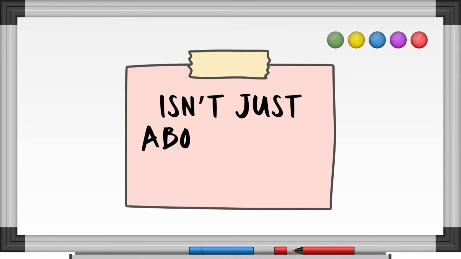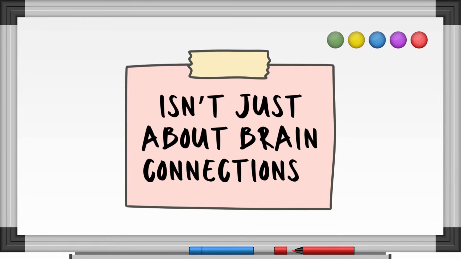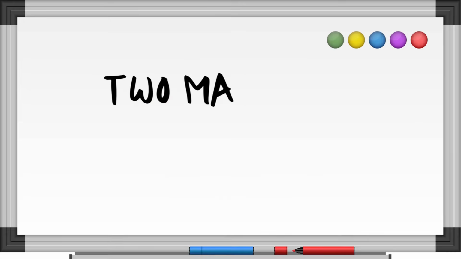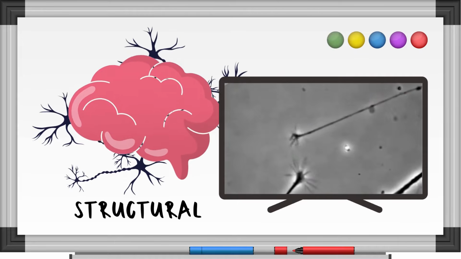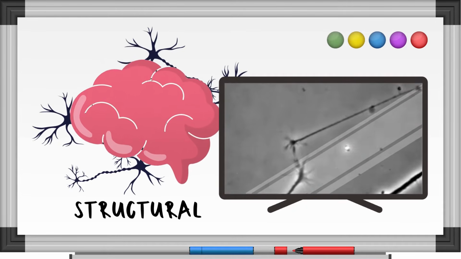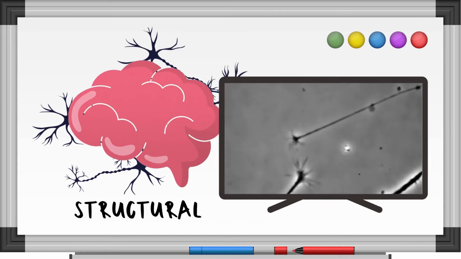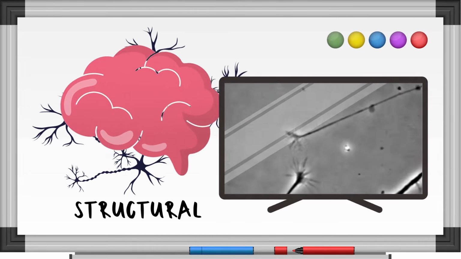It's important to understand that neuroplasticity isn't just about forming new connections between brain cells. There are two main ways the brain can change: structural plasticity and functional plasticity. Structural plasticity refers to physical changes in the brain, like building or removing connections between neurons, or even increasing certain brain areas as we learn and grow.